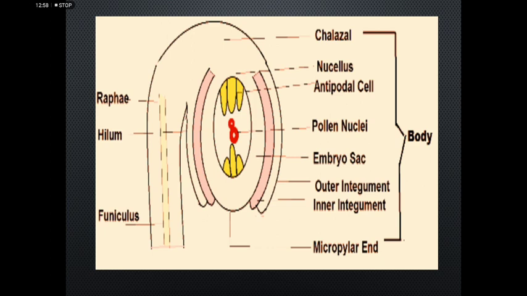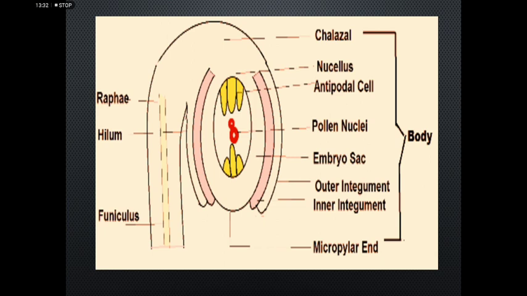Nucellus means many cells. Then antipodal cells. In this picture you can see three antipodal cells situated in the chalazal end. Then polar nuclei, not pollen nucleus, polar nuclei at the center, otherwise called the central nucleus. Then at the bottom a large cell called the egg, and the two supporting cells known as synergids.